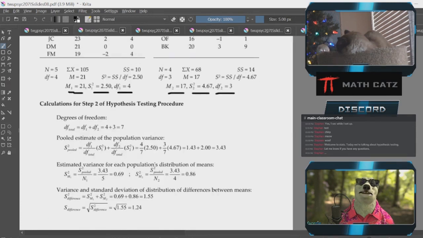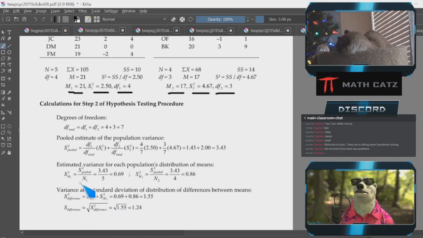Now the variance, what we're going to look at is ultimately the difference between these, but we couldn't get difference scores in the beginning. We have to investigate the groups completely on their own and then merge them into a distribution of differences of means, differences between means. The variance for that distribution is the sum of these two variances for the distribution of means for each group.